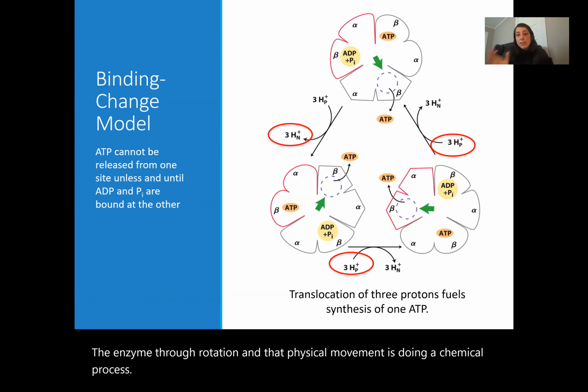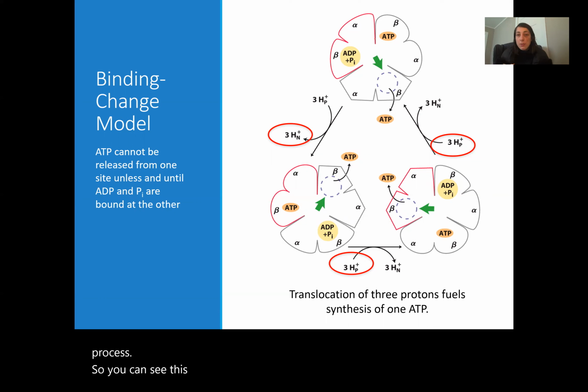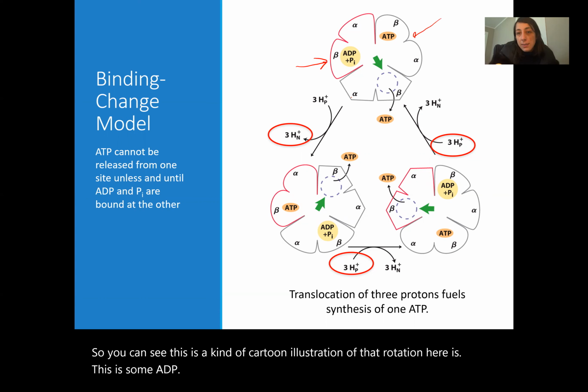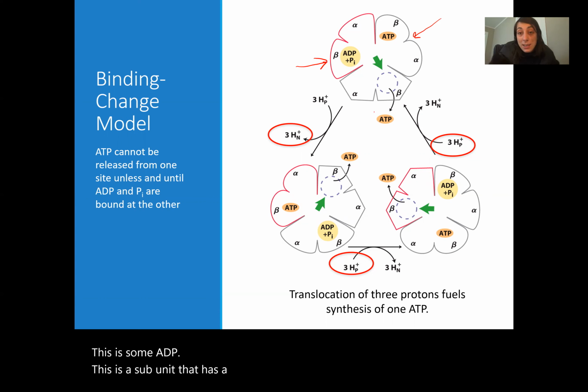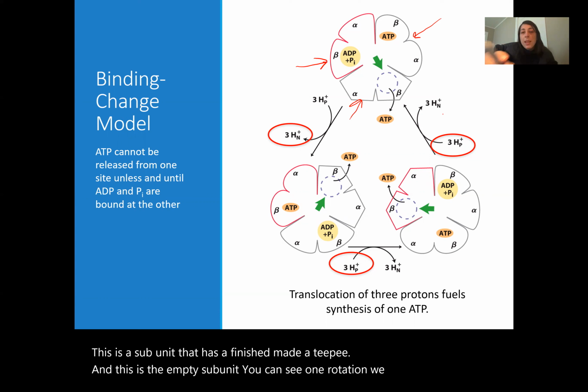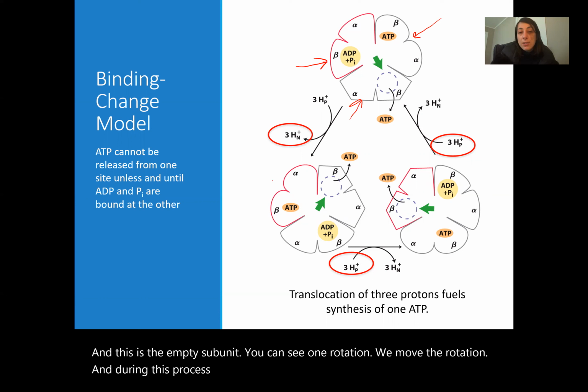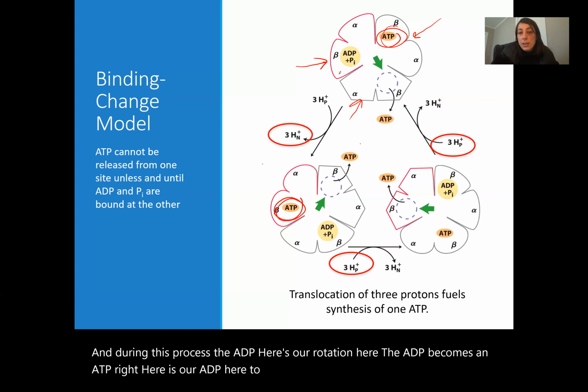So you can see this is a kind of cartoon illustration of that rotation. Here is some ADP. This is a subunit that has a finished made ATP. And this is the empty subunit. You can see one rotation, we move the rotation. And during this process, the ADP becomes an ATP, right? Here is our ADP, here's the ATP. The ATP that was here is released, and this is now an empty section.